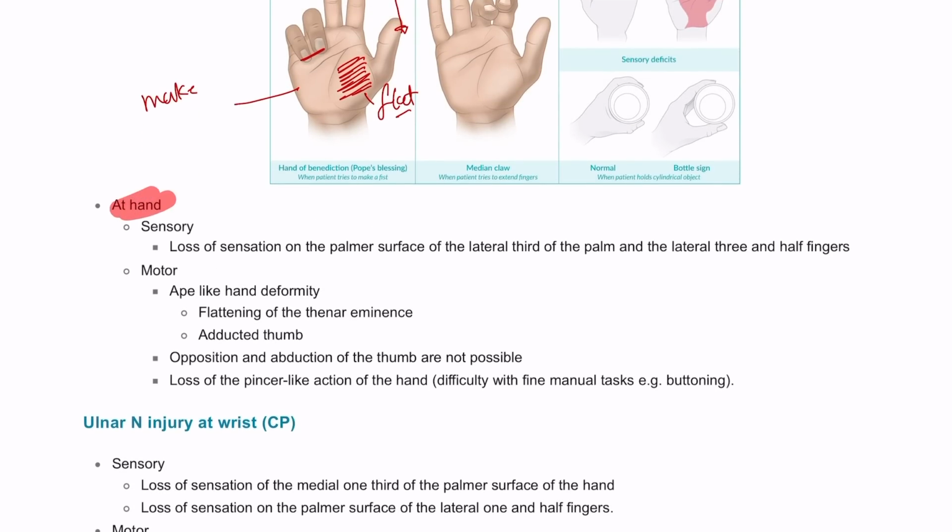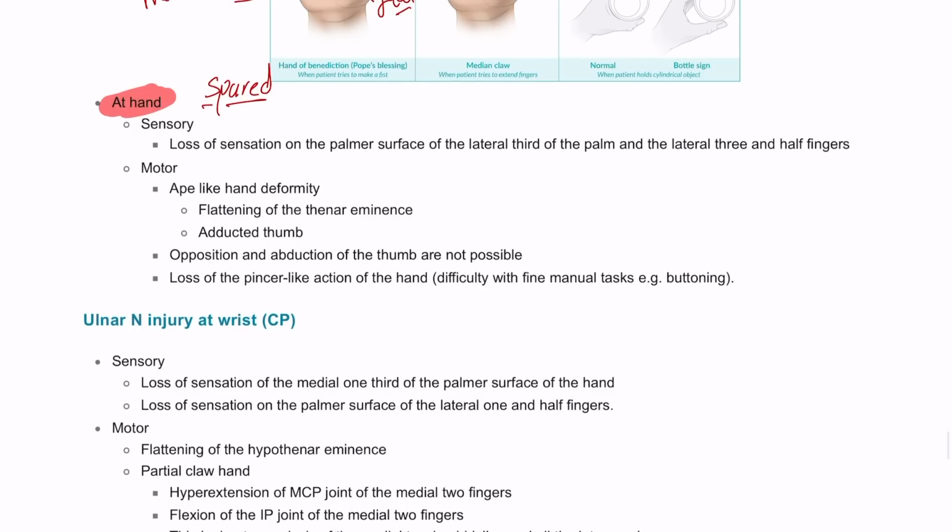If it's affected at the hand, that means we have spared all the flexors from the top. So the flexor digitorum and so on will be working, because obviously the injury is just beyond these muscles. But you will still have flattening of the thenar eminence and adduction of the thumb and loss of opposition and loss of pincer grip, and that's the injury at the hand. That's why we tend to classify it into hand and elbow joint.